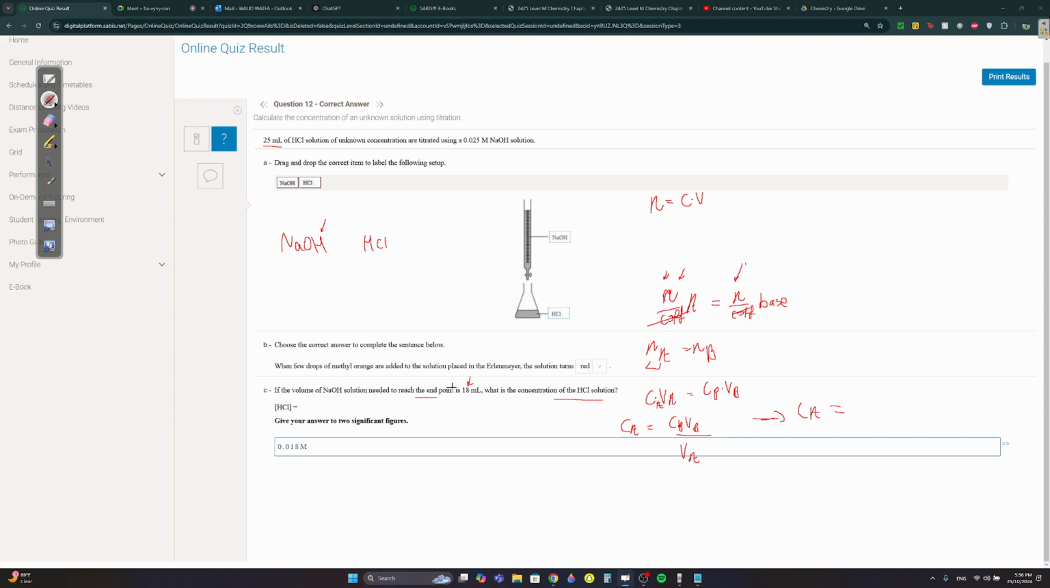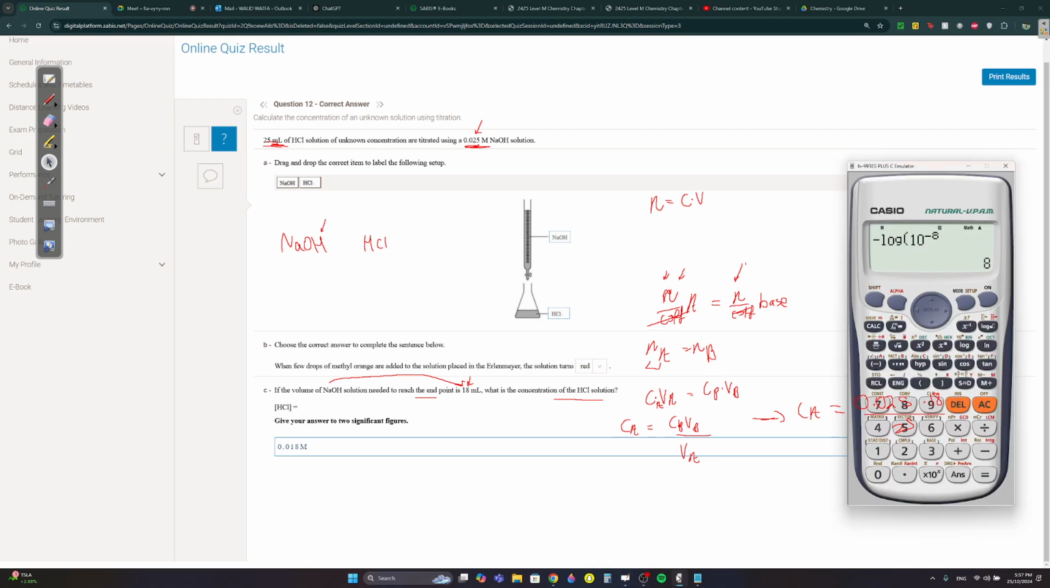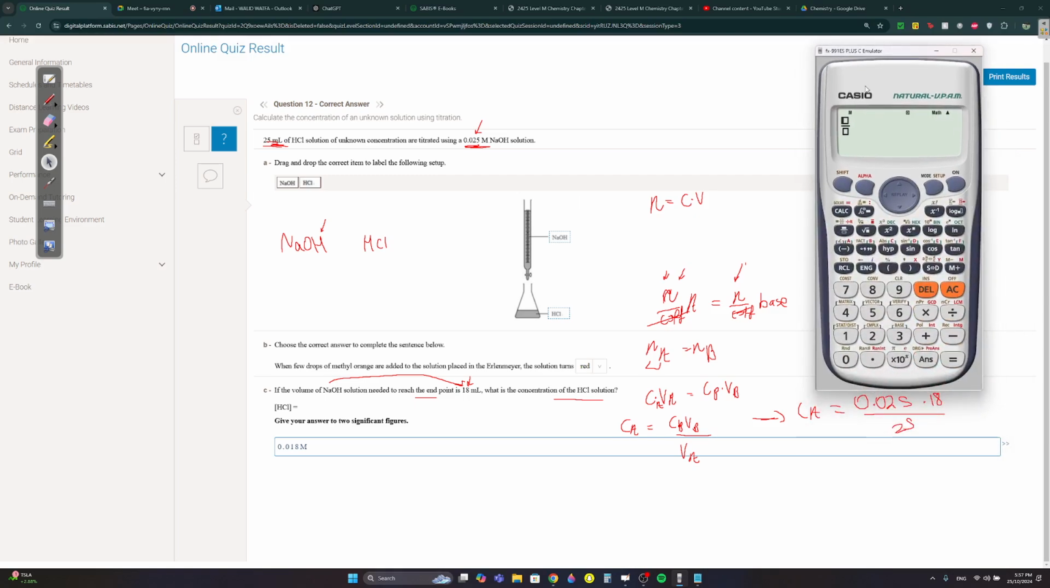So concentration of B, what's the concentration of the base? I'm using 0.025 times the volume of the base. How much NaOH did they say? It's 18, over the volume of the acid, which is 25 milliliter. And if I'm not wrong, you should get 0.018. But let's calculate it. 0.025 times 18 over 25, 0.018. Okay. For this example, we had equal hydrogens, so we didn't have to divide by anything.